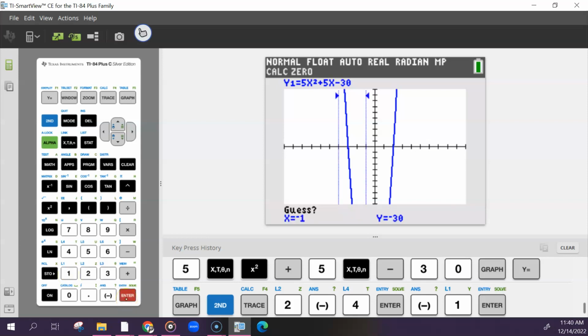Now we have another bar that's saying the calculator will only look between those 2 places. Then it wants you to guess, but we don't want to guess. We want the calculator to do the work. So hit enter again. And it'll tell you what that 0 is. You would just have to write it as an ordered pair. Yes.